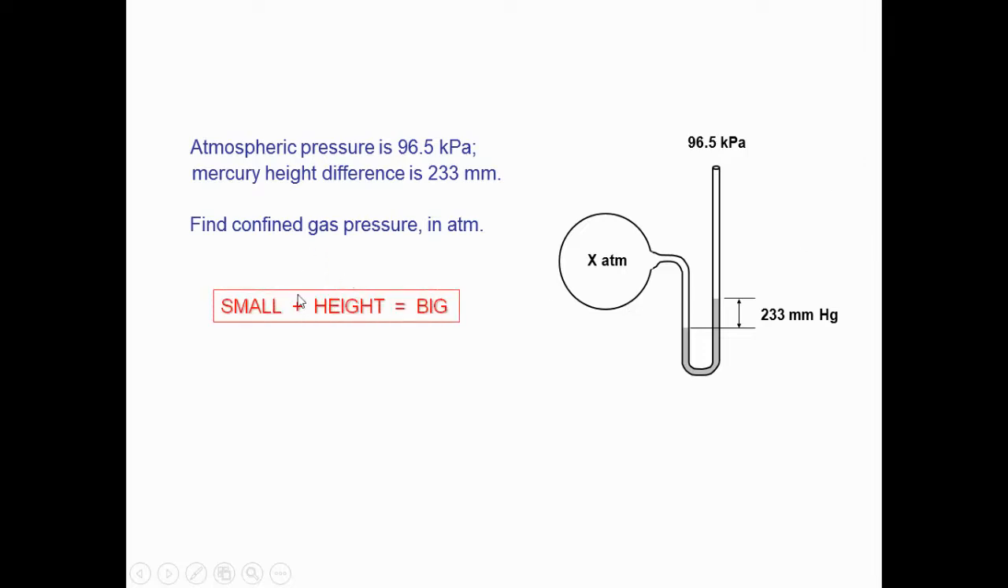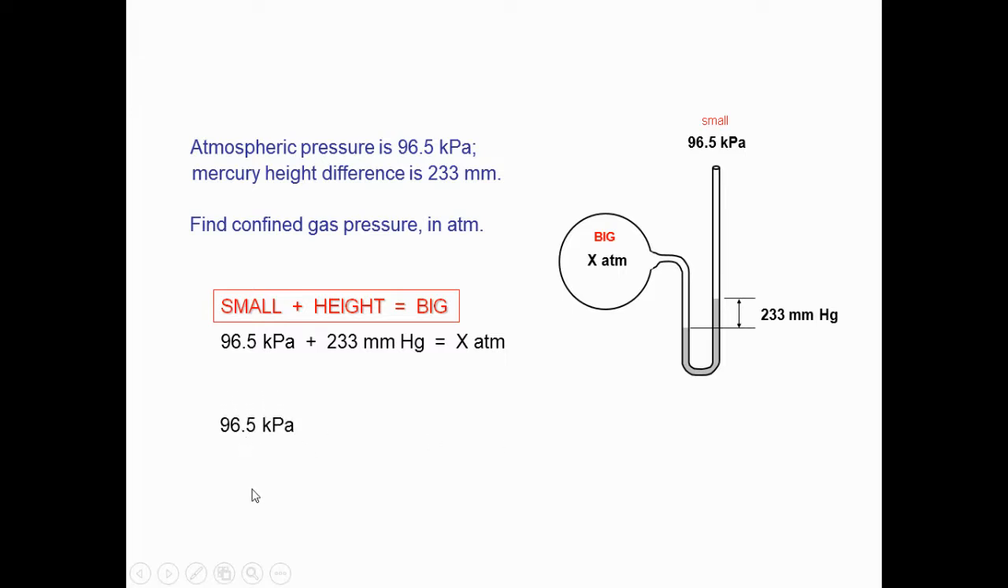Now, I know I will use this formula: big equals small plus height. We've identified the confined gas as the big pressure, and we've identified the open atmosphere in this example as the small pressure. Now, a rookie mistake would be to simply add up these two pressures and assume you're going to get the right answer. What mistake have I made? Of course, they don't have the same units, and those units will not add up. So we don't simply want to do that.